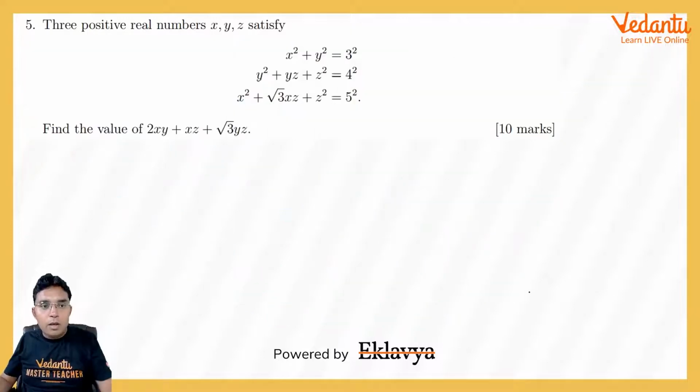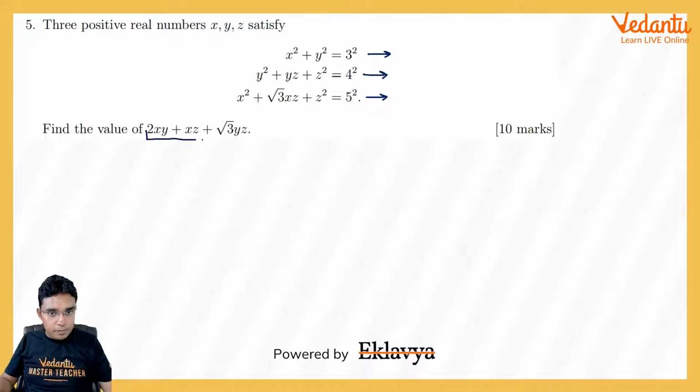Okay. Now coming to question number 5, which says three positive real numbers x, y, z satisfy three equations: x square plus y square is equal to 3 square, y square plus yz plus z square is equal to 4 square, x square plus root 3 xz plus z square is equal to 5 square, and we have to find this sum.